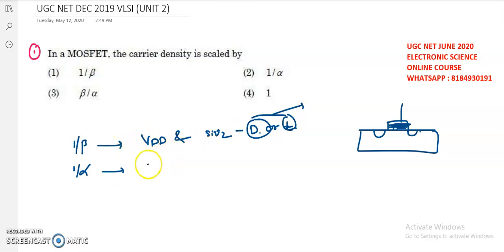And 1 by alpha is used to represent the remaining parameters, that is the horizontal and vertical dimensions of the MOSFET, such as the width of the channel or the length of the channel. For any such parameter, we take the scaling factor as 1 by alpha. Both these points are important to know for solving such types of problems.